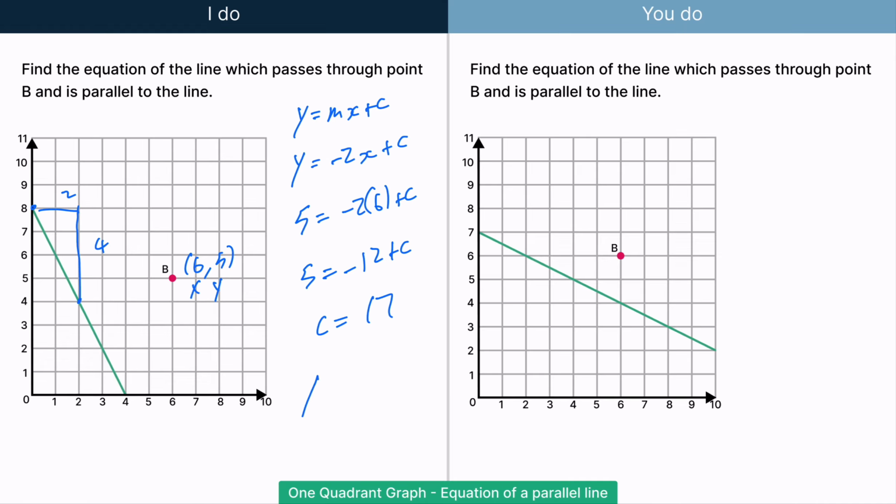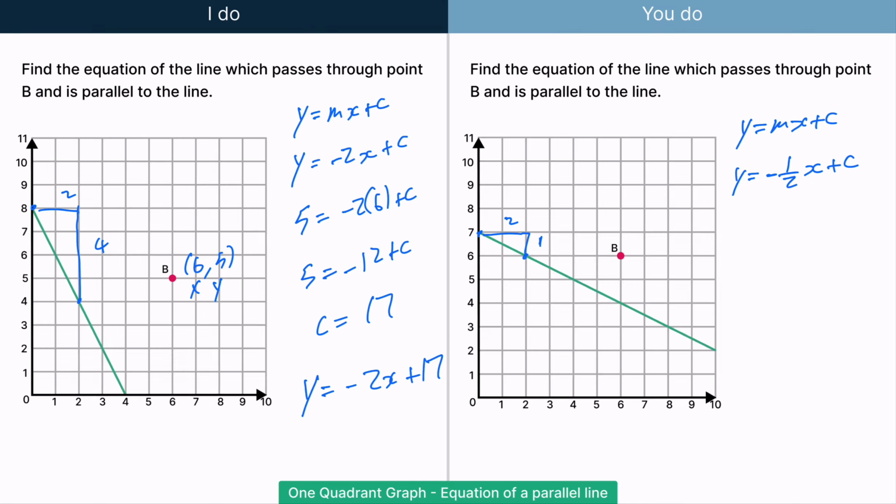Okay, so my final answer is y is equal to minus 2x plus 17. So again, hopefully you've pressed pause and had a go at the example on the right. With this one here, we are going to start off by finding the gradient. If I just pick 2 nice points and draw my triangle, that is 2 across and 1 down. So that means the gradient is 1 over 2, which is a half. However, because the line's going down, it's a negative gradient.